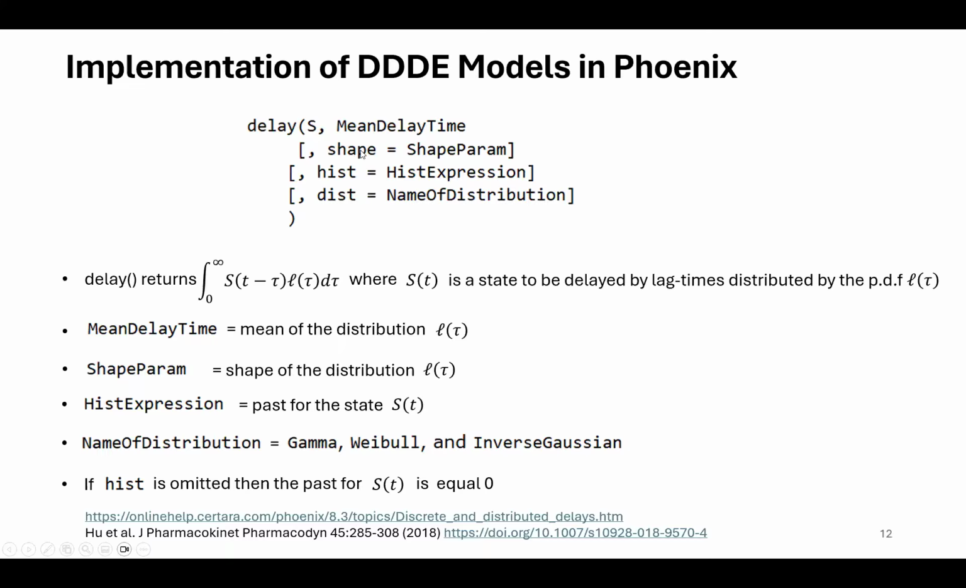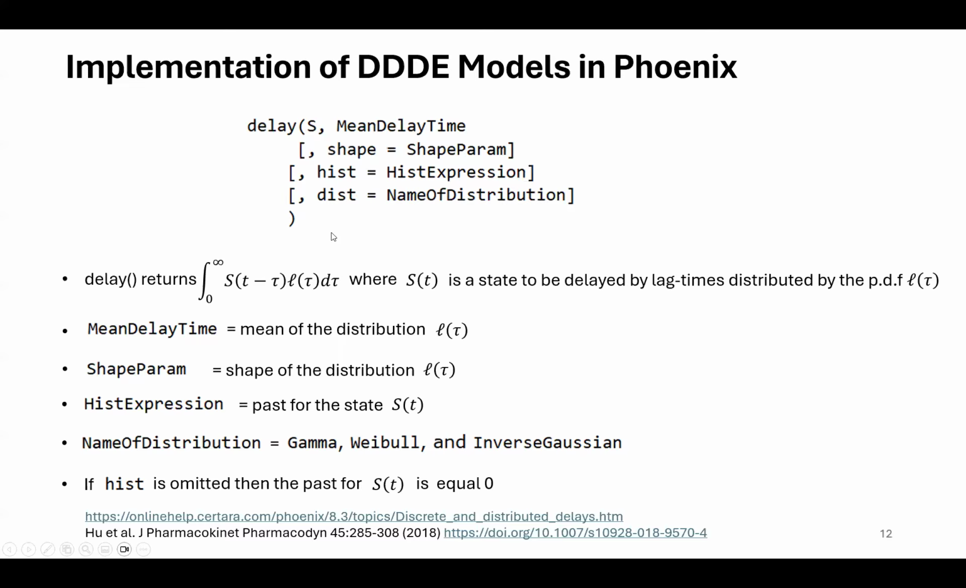When you use distributed delays, you have to provide the shape parameter for that distribution. You need to provide the history in terms of the absorption delays. That history is 0, so if you skip that, it is harmless. But if you don't provide the name of the distribution option, then the default distribution will be gamma distribution, and you might switch that to other distributions. In our case, that would be Weibull distribution. So the available distributions for the delay function in Phoenix are gamma, Weibull, and inverse Gaussian. Those are just those three.